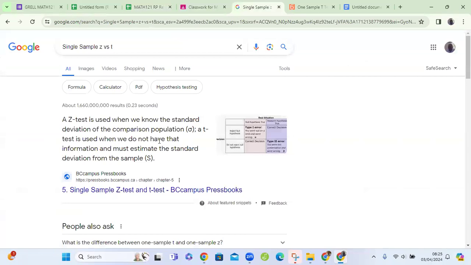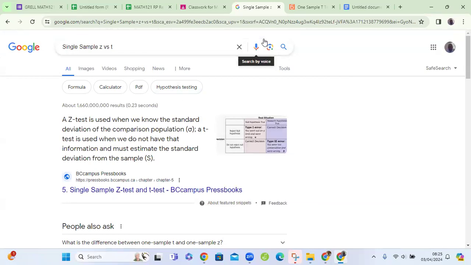Now, on closer analysis and closer research, it is discovered that the z-test is used when we know the standard deviation of the population. Now we're talking about the average time students spend studying for maths. This is not a well-known variable in our population. So the population standard deviation is not known. So we have to use what you call a t-test. A t-test is used when we do not have that information and must estimate the standard deviation from the sample.